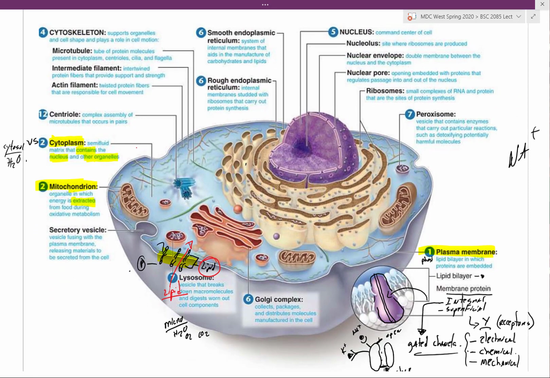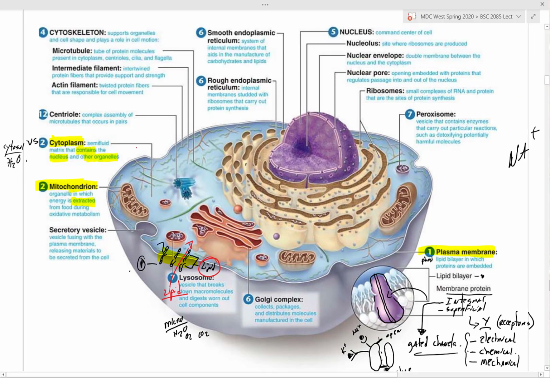So I have no number 3. Should we go to number 4? Or should we just, number 4.